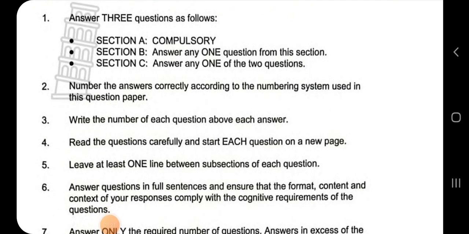All right, so instruction number 2 is number the questions correctly according to the numbering system used in the question paper. And then number 3, write the number of each question above each answer. So if you're answering question 2, write question 2 at the top. If you're answering question 1, write question 1 at the top. Leave at least 1 line between subsections of each question. So when you are done with a question, skip a line or 2, okay? So they say leave at least 1. It can be 2 or 3, and then go to the next question.